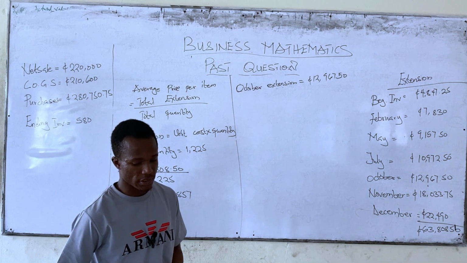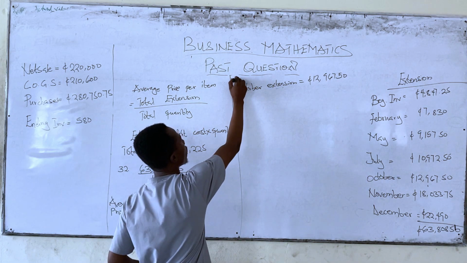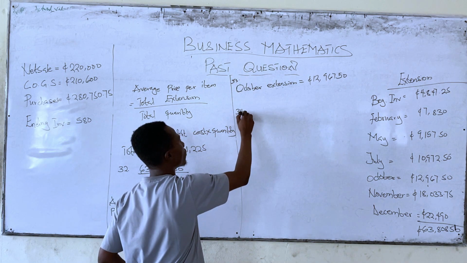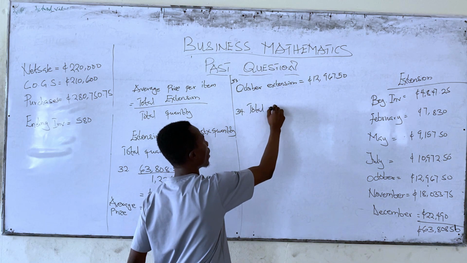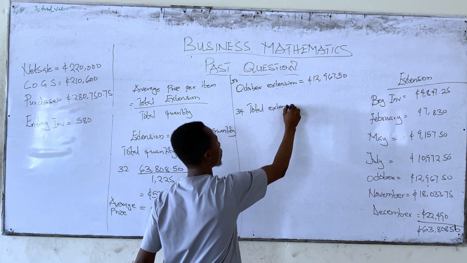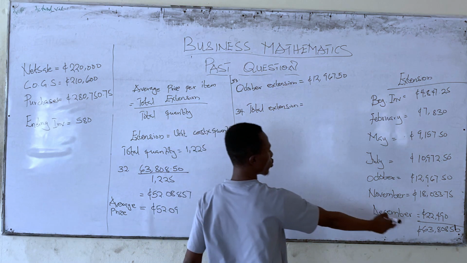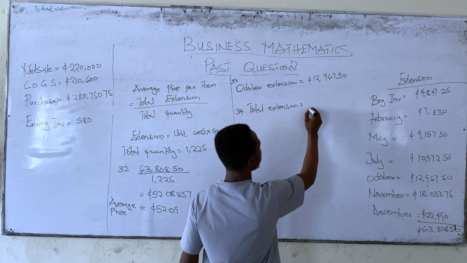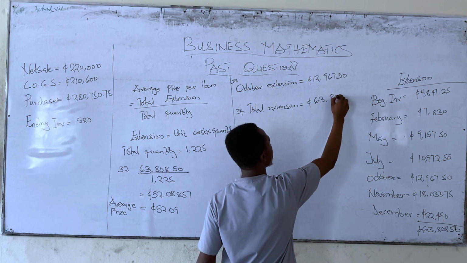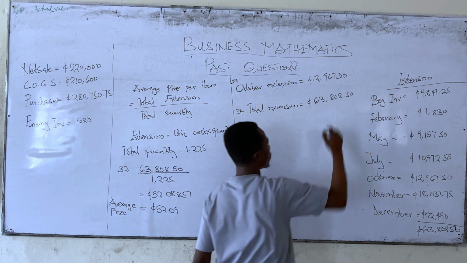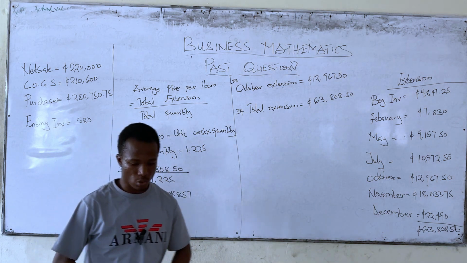Now the next question, question 34, says, what is the total extension? The total extension is equal to what we have down there, that is 63,808.50. Yes, that is the total extension.